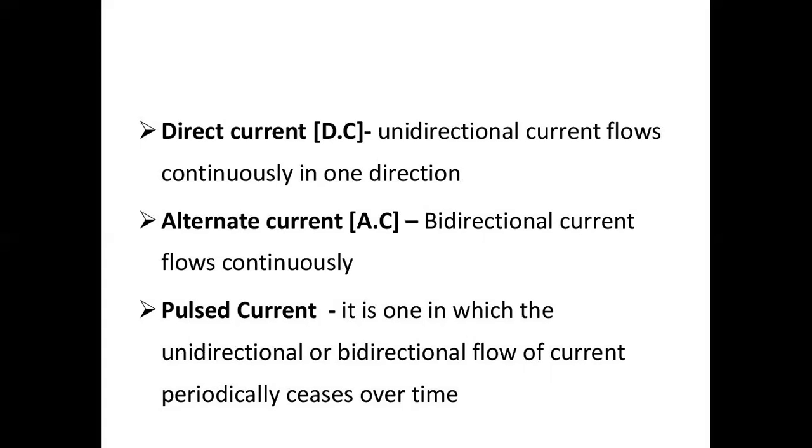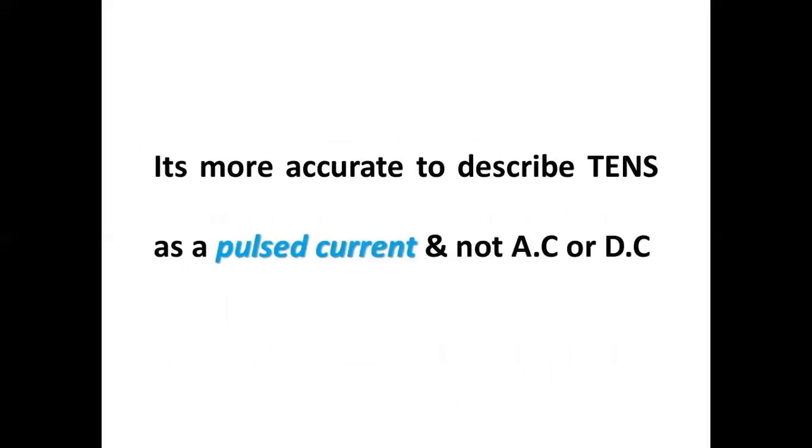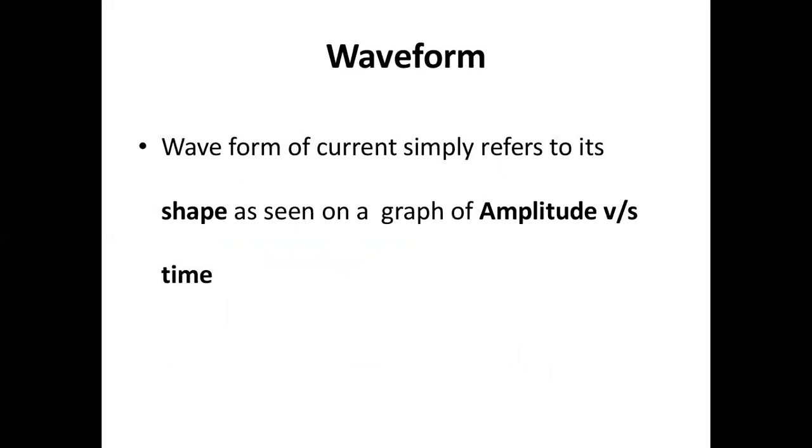Direct current is unidirectional current that flows continuously in one direction. The AC, alternating current, is bidirectional current that flows continuously. Pulsed current is one in which the unidirectional or bidirectional flow of current periodically increases over time. It is more accurate to describe TENS as a pulsed current and not AC or DC. Waveform of current simply refers to its shape as seen on a graph of amplitude versus time.